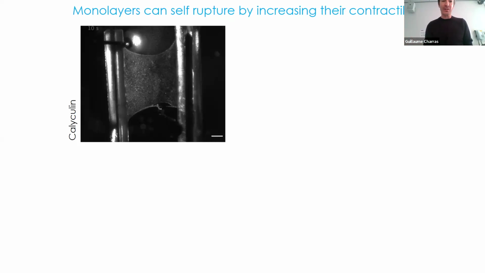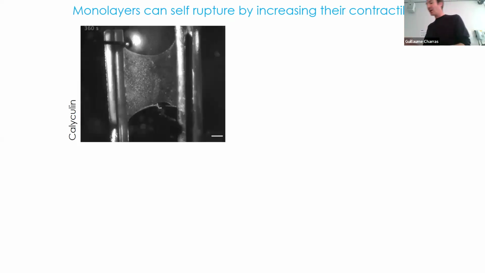If you do that, what happens is that for a while everything is fine, and then at some stage you start getting cracks within the material, and the whole thing falls apart. So in this case, the monolayer has self-ruptured. We haven't done anything to it. We haven't deformed it. It's really just through an increase in internal contractility.